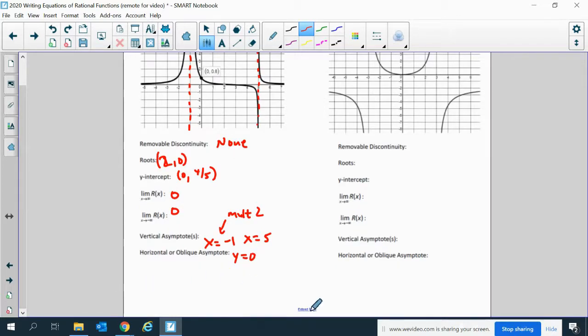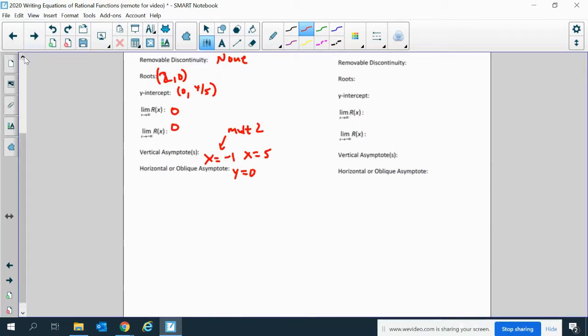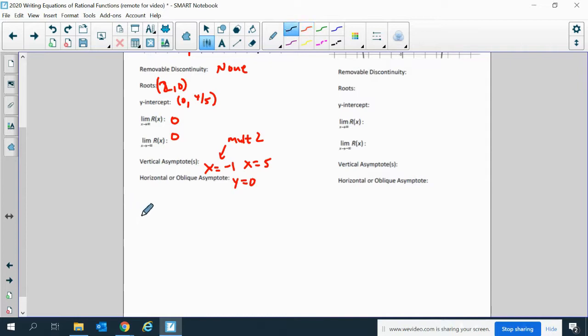So as I look to write a function for this, r of x equals a times x minus 2. We have no removable discontinuities. And then I have x plus 1 squared times x minus 5. And then my objective is to try and figure out what makes the vertical asymptote work.